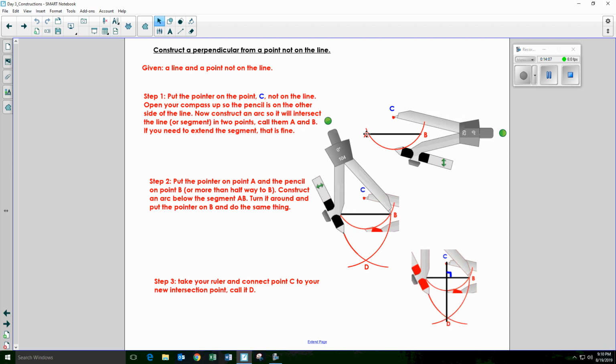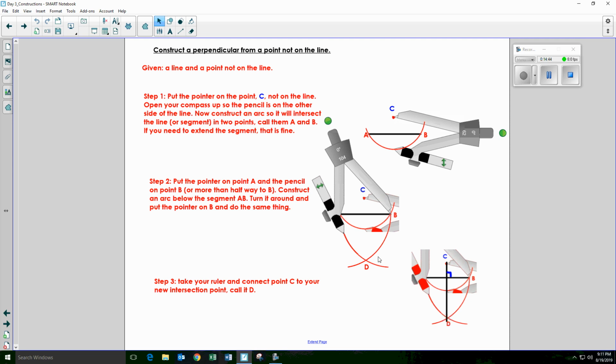Okay, so we established points A and B. Second, put the pointer on A and the pencil on B, and then go ahead and draw an arc down here that goes more than halfway. Okay, so it's going to go past C, down here. Then I turn it around and put the pointer on B and the pencil on A and draw my arc down here. So notice similar steps as what we've done with the perpendicular bisector.